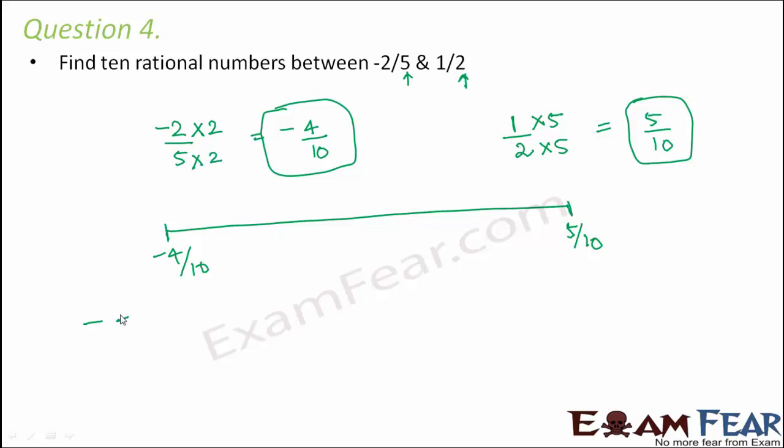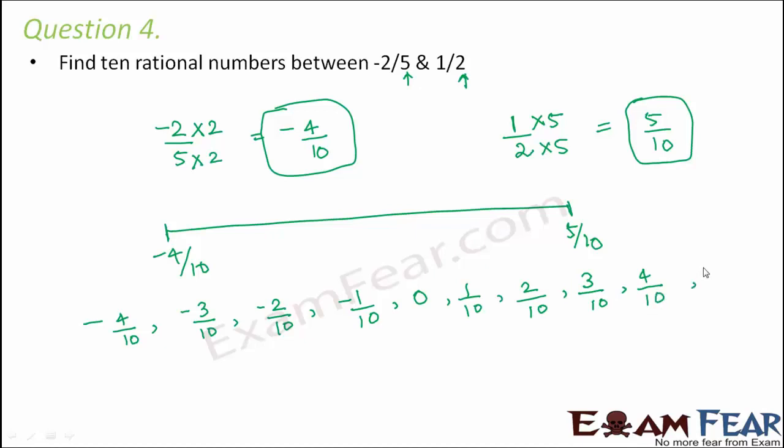You see, minus 4 by 10, after that you will have minus 3 by 10, minus 2 by 10, minus 1 by 10, then 0 by 10, which is 0, then 1 by 10, 2 by 10, 3 by 10, 4 by 10, 5 by 10. So you see, between minus 4 by 10 and 5 by 10, you could find 1, 2, 3, 4, 5, 6, 7, 8. So 8 rational numbers we have already formed, but we needed 10.